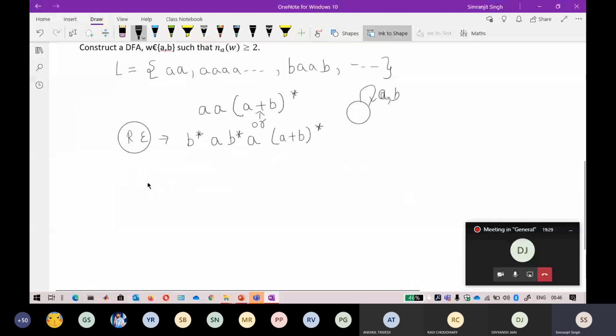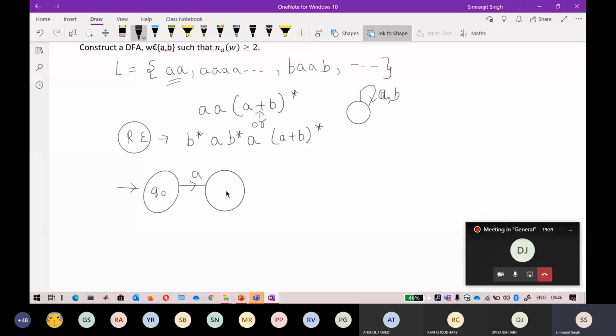Okay. So again, go for the smallest string. You know about it. That is AA. So I'm just going about it. Q naught on A goes towards Q1, and again on receiving an input of A, it goes towards Q2. Okay. So this is the final state. After that, any number of A's and any number of B's can come. So I do not need to worry about any kind of B here. B can come any number of times because I only have to take care of the number of A's here.